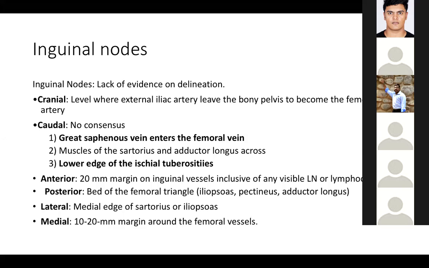The caudal limit is where the saphenous joins the femoral vein, or where the adductor longus and sartorius muscles cross. That will be the triangle they are trying to make, and you draw up till there. If it is not visible on CT scans, which is not very easy to see, the best is to look at it in a coronal view and stop at the lower limit of the ischial tuberosities. Give a 2 centimeter margin all around all the vessels. If there are any lymph nodes, ensure that they are covered, and that is what we want to treat.